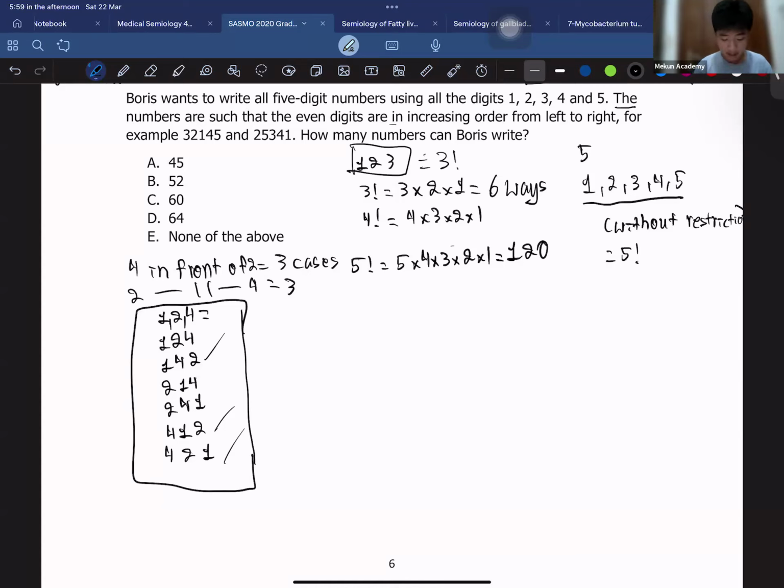Do you get it? Do you guys get it? This is the example that we can see. It's a small arrangement. Okay, so what if we have 2 and 4, and we need 2 in front of 4?